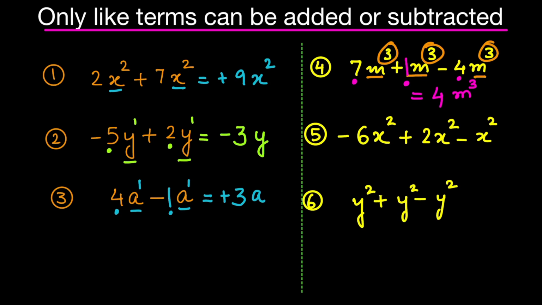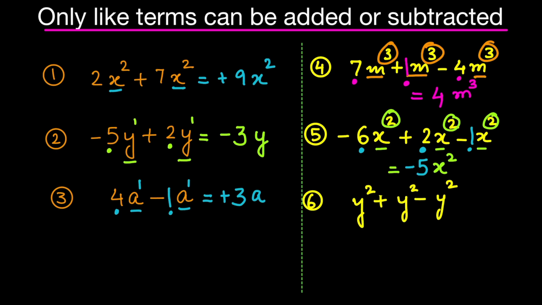Next example, it's x, x, x. So same variable, same exponents. That means these are like terms. So how do we write it? So first step, we write x square. Then we go to the numbers. So minus 6 plus 2. And no number given, so we write 1. So minus 6 and plus 2 is minus 4, and minus 4 and minus 1 is minus 5. So we get minus 5x square.